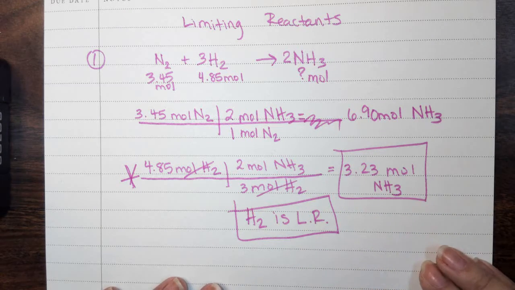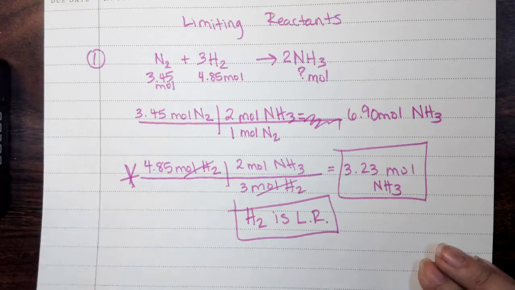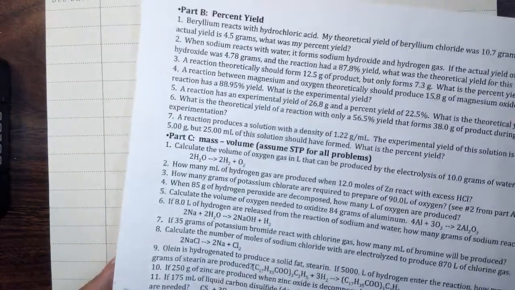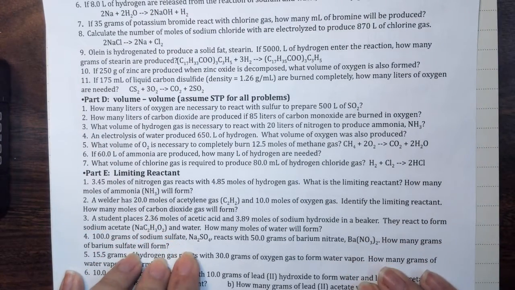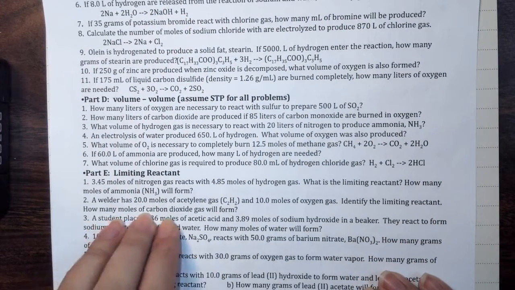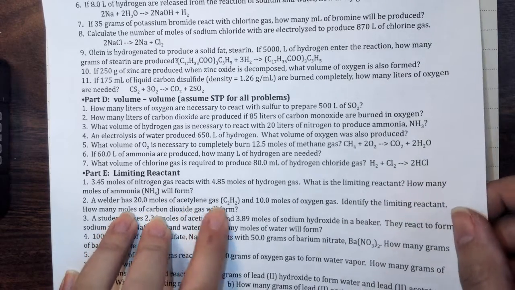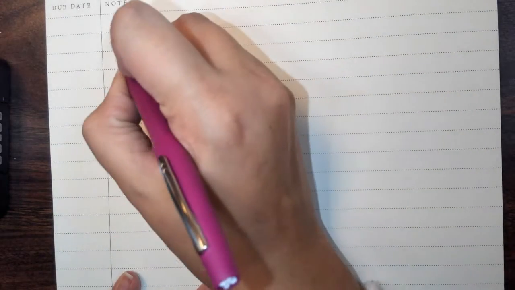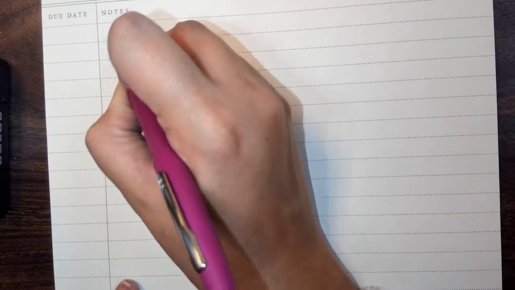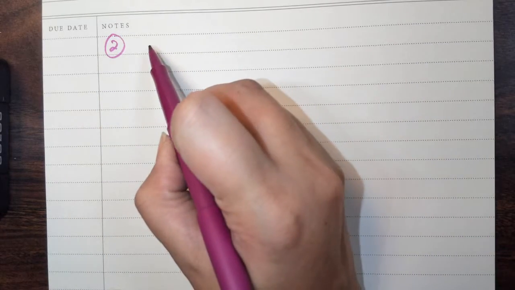That being said, the only way to get great at these problems is practice. So let's continue looking at our unit sheet. All right. Number 2 on our unit sheet says a welder has 20 moles of acetylene gas and 10 moles of oxygen gas. So that's what's reacting together. So let's go ahead and build our equation for number 2.